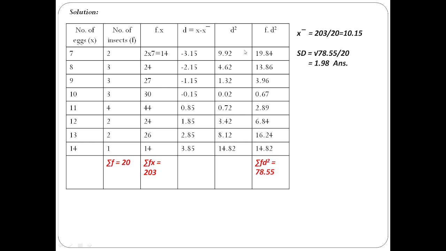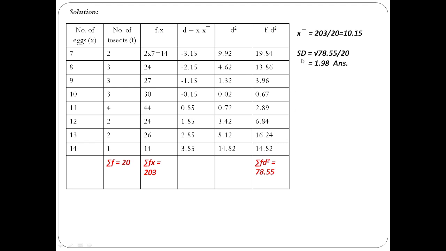Then we need to find out the f into D square. So we have the values of f, we have the D square values, just multiply. 2 into 9.92, that is 19.84, 3 into 4.62, that is 13.86. So in this way we are calculating the values of f into D square. Just added these values of individual fD square, so summation of fD square is equal to 78.55.